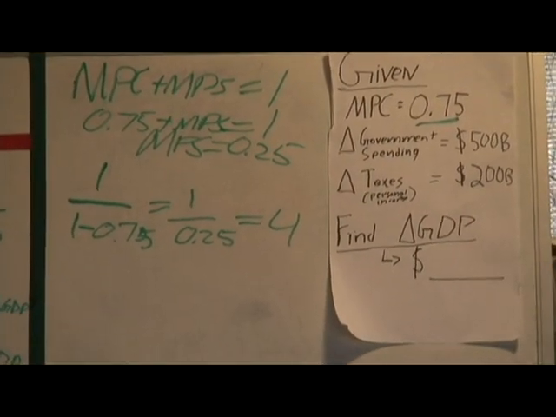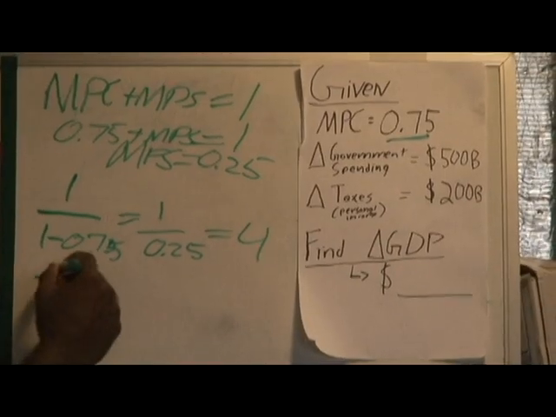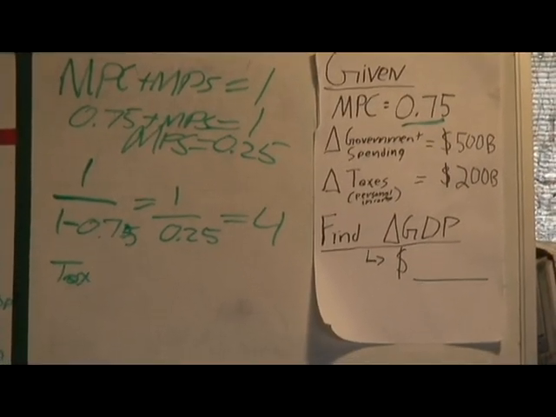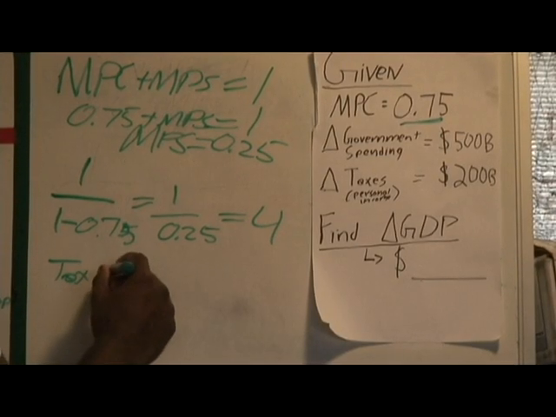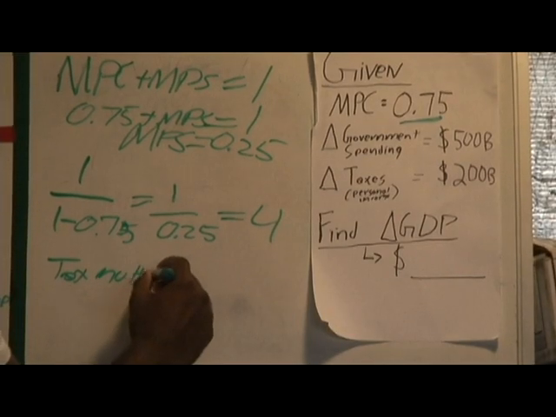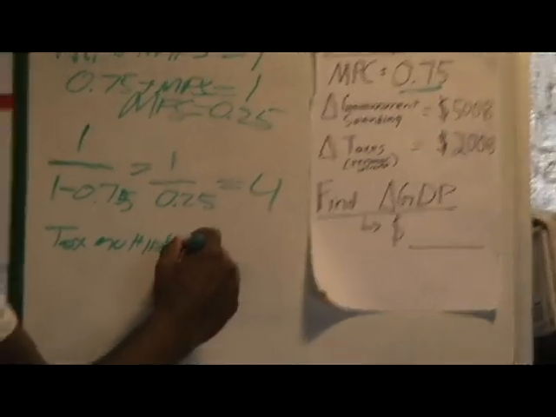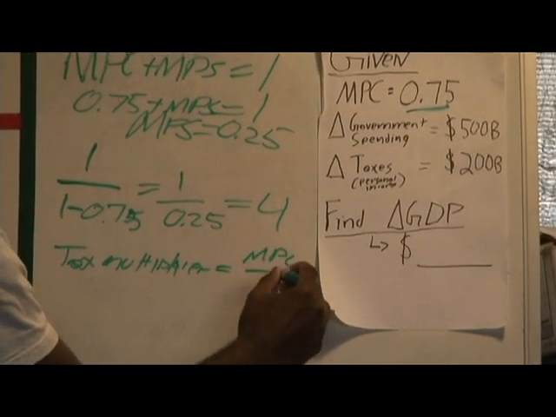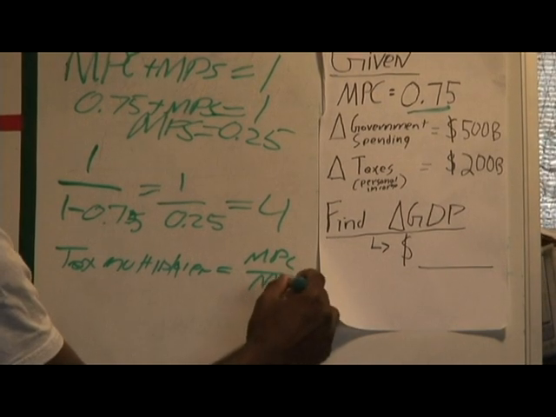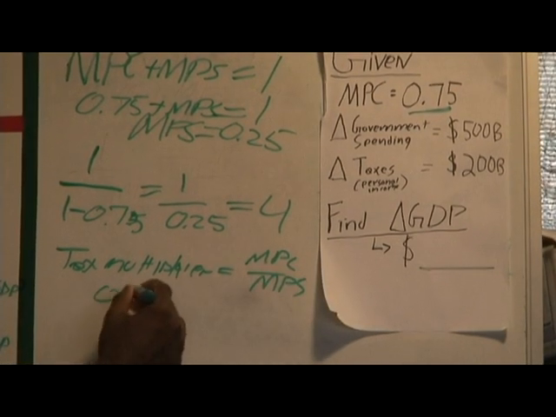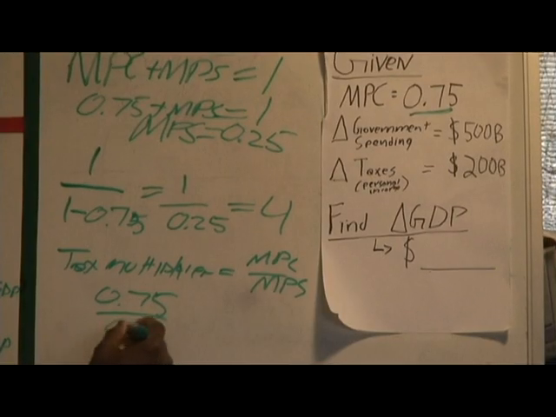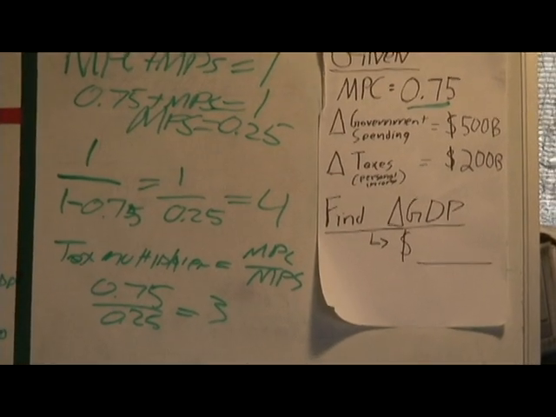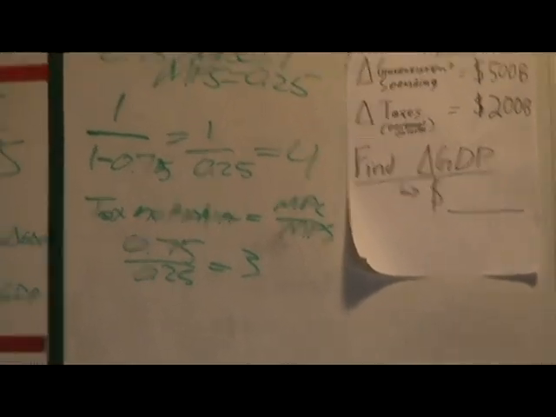Now, you're going to solve for the tax multiplier. The tax multiplier is a little bit different to solve for. It's equal to MPC divided by MPS. Now, we know our MPC is 0.75, and we know our MPS is 0.25. So 0.75 divided by 0.25 is 3.